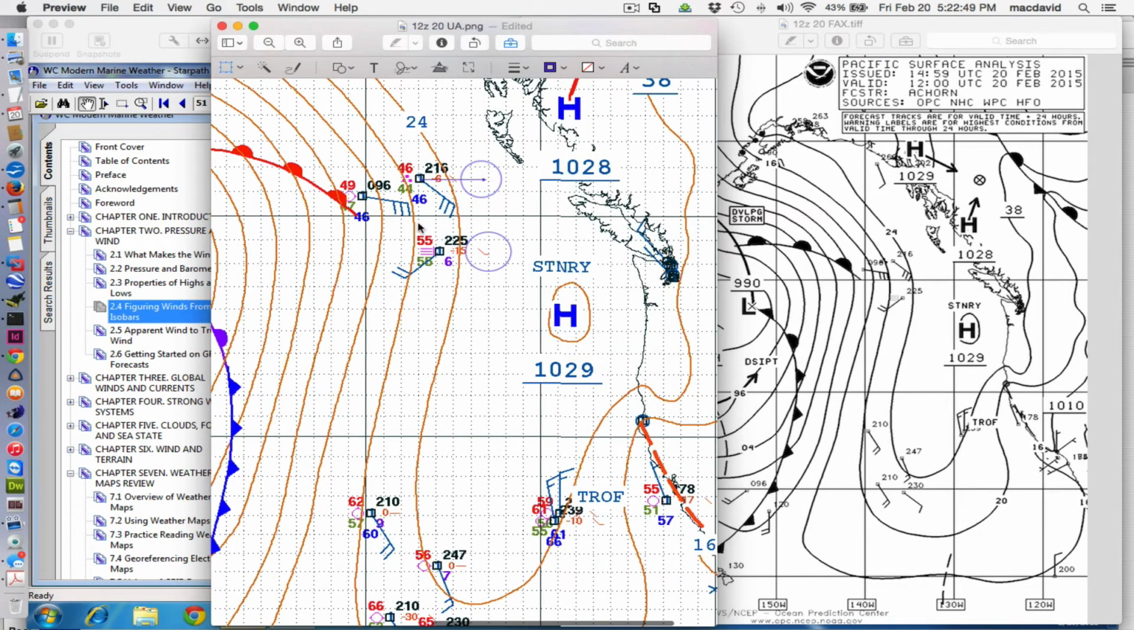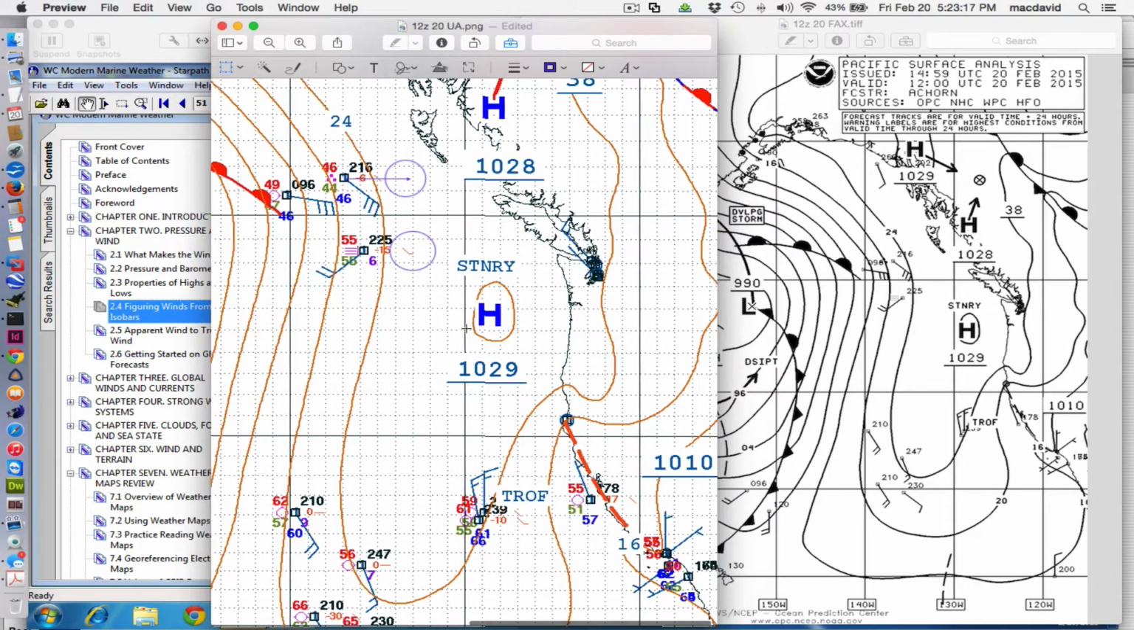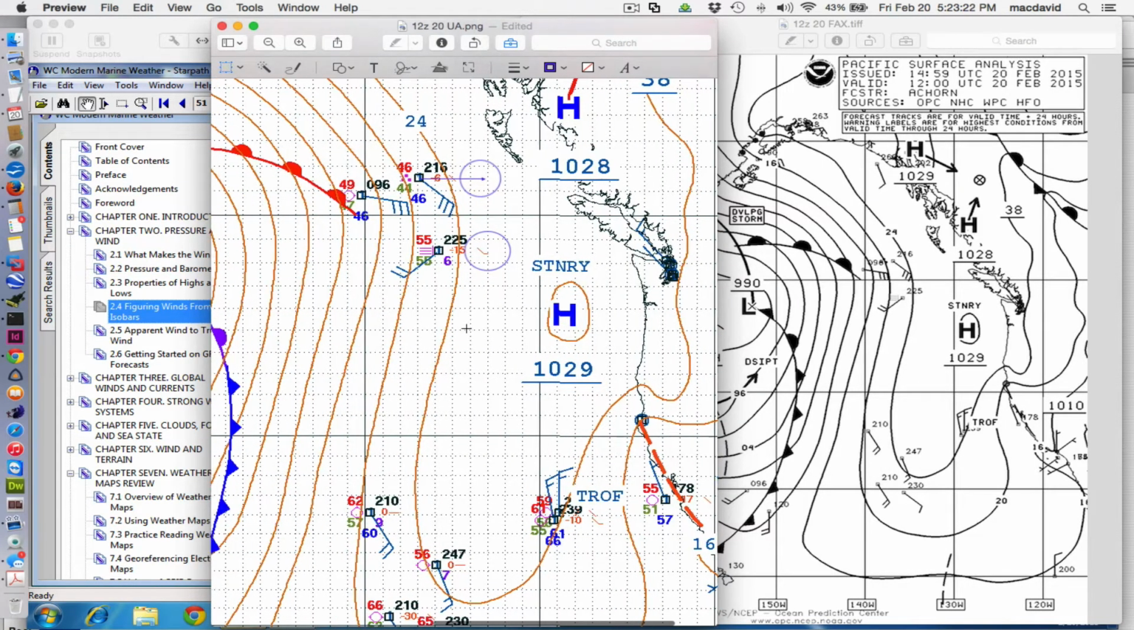And the direction that it would be is not parallel to the isobars, but crossing the isobars. So the wind direction is crossing the isobars, and the rule is it's going generally into the low, and out of the high.